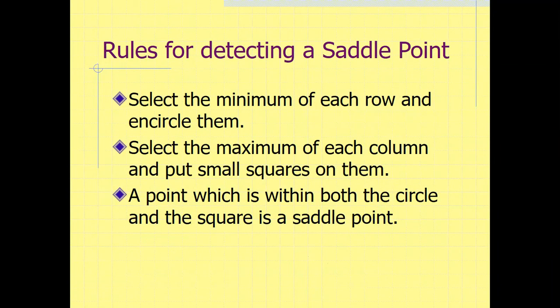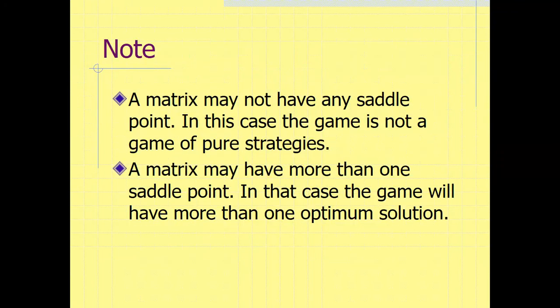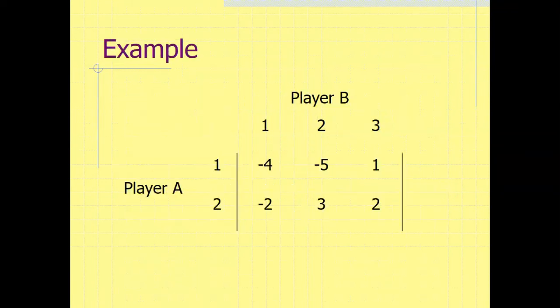Now, what are the rules for detecting a saddle point? First of all, select the minimum of each row and encircle them. Select the maximum of each column and put a small square on them. A point which is within both the circle and the square is a saddle point. Now, it may be noted here that a matrix may not have any saddle point. In this case, the game is not a game of pure strategy. A matrix may have more than one saddle point also. In that case, the game will have more than one optimum strategy.